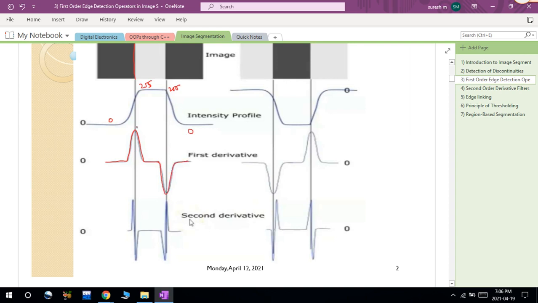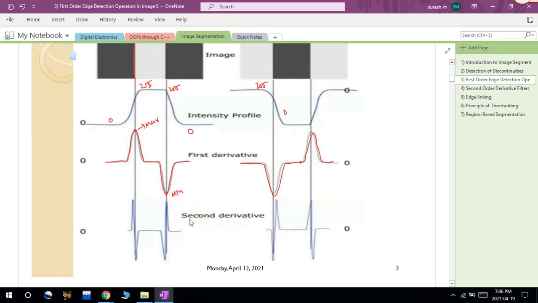In case of first order derivatives, we will try to find out the local maxima. This is your maximum point and this is your minimum point. So these we will consider as edges. Here it is 255 to 0, so this is negative, that's why I am writing in this manner. And after this, this is 0 to 255, I am writing a positive edge. So the meaning of this is, in case of first derivatives, I will try to find out the local maximum and local minimum points, which are used to represent the edges.